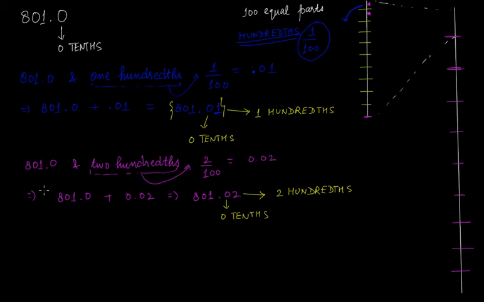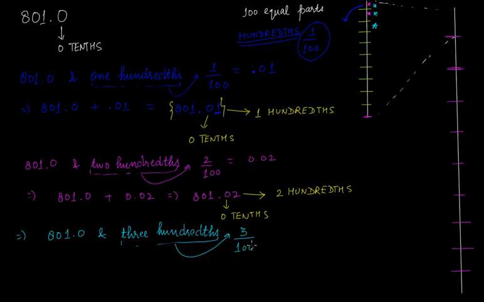Okay, let's suppose that now you are having this one, and this one also. You have been given 3 equal sections. So this time you will be having 801.0 and 3/100ths. 1/100ths, then 2/100ths, then 3/100ths. So 3/100ths. And this 3/100ths is what? Is 3 over 100. And if you will solve it, this will be 0.03.